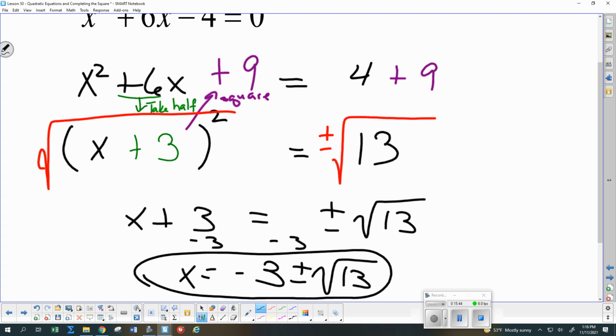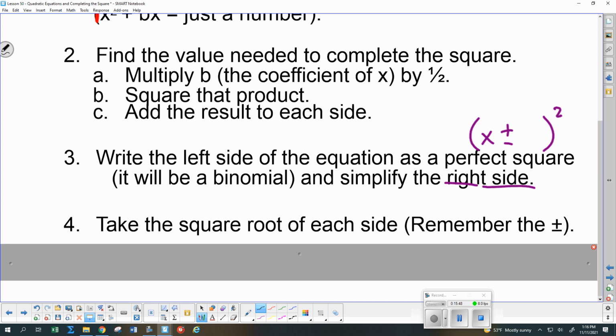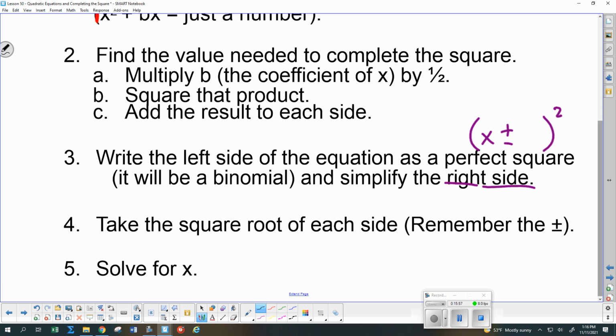And if I go back to my list of steps, after we simplified the right side, we took the square root of both sides. We remembered the plus or minus, and then we solved until we had x by itself. And that's the completing the square method. I want to do one more example with you guys, and then it'll be work time.